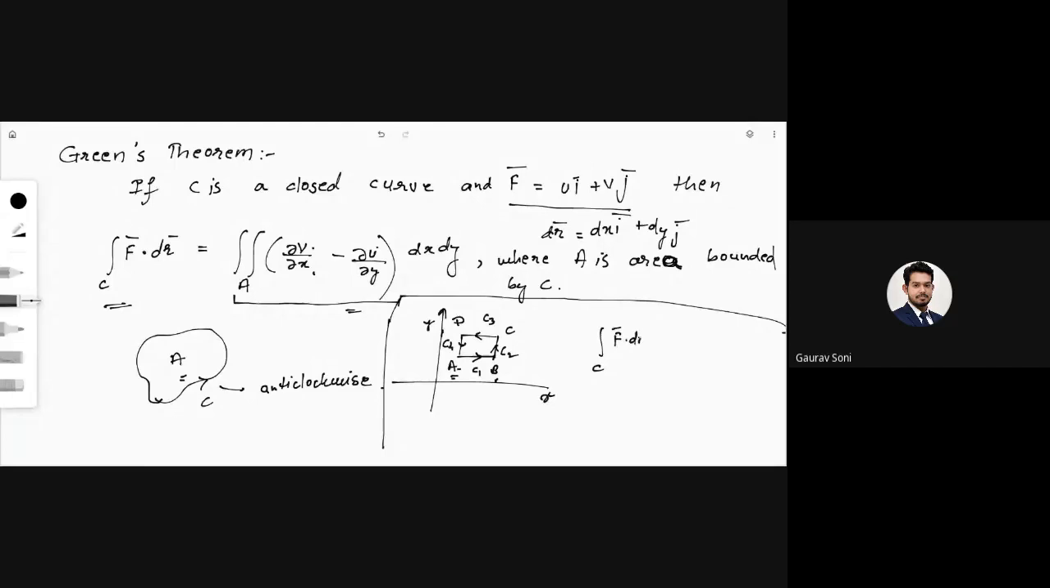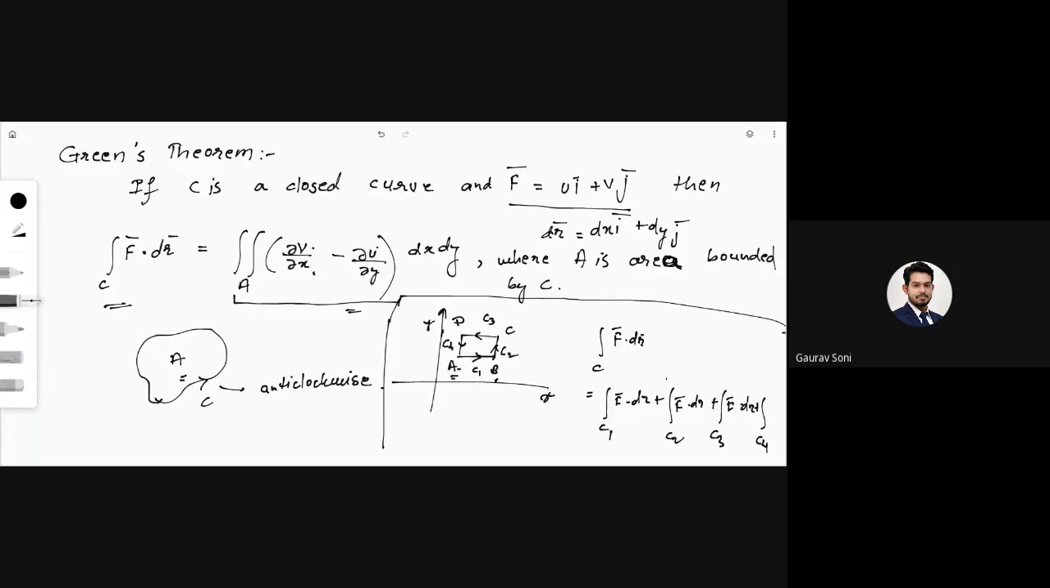So if I want to find the line integral over this total curve C, f bar dot dr bar, this will actually be equal to the line integral over the first curve C1 f bar dot dr bar plus line integral over the second curve f bar dot dr bar plus line integral over C3 f bar dot dr bar plus line integral over C4. So if some curve is the combination of more than one curve, then I can divide it into 3 to 4 small curves and take the line integrals over each of them.